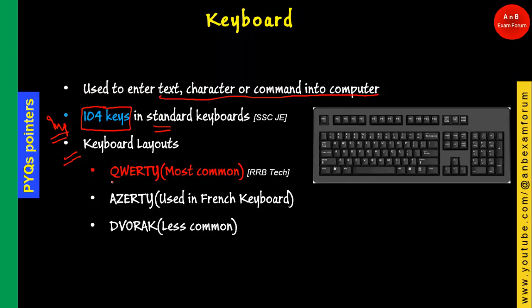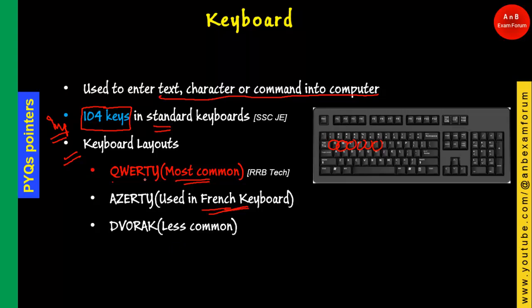QWERTY is the most commonly used keyboard layout in keyboards. Why is it called QWERTY? If you see the characters QWERTY, that's why it is known as the QWERTY keyboard. Whereas one more keyboard is the AZERTY keyboard, where instead of Q, A is there. It is used in French computer keyboards. And Dvorak is another keyboard layout which is very less common, and we have not seen it anywhere.